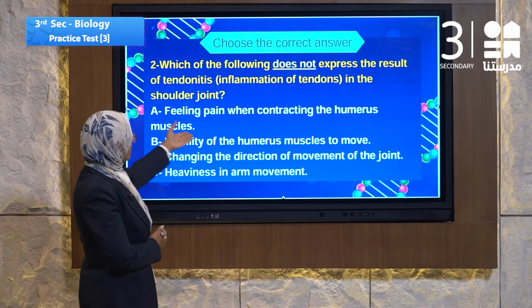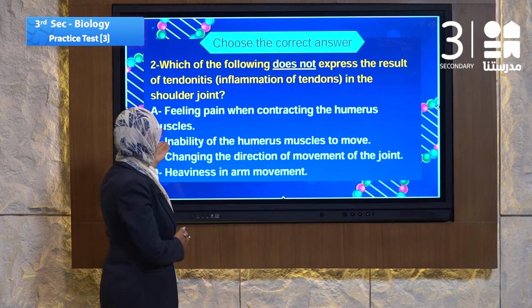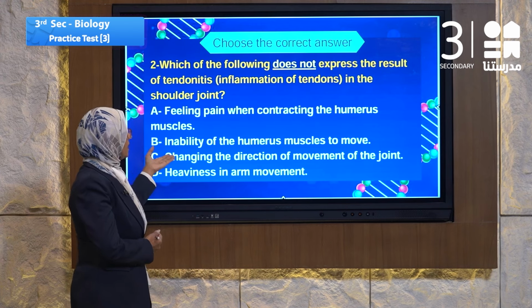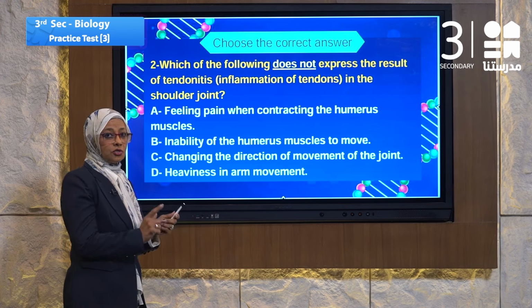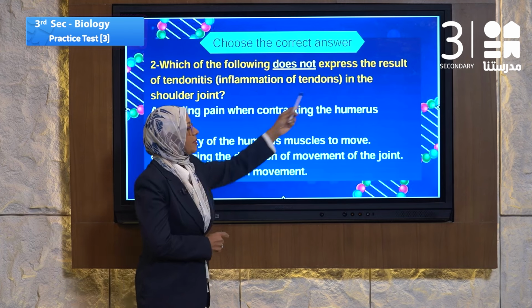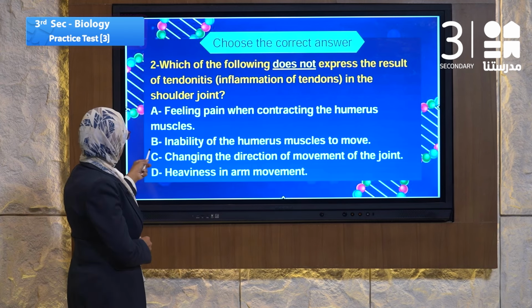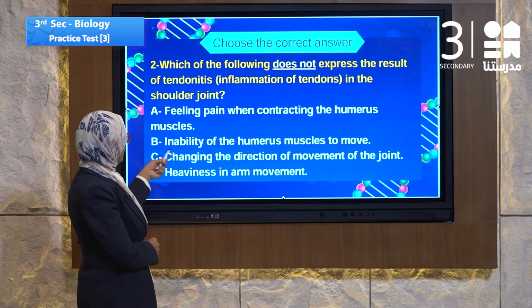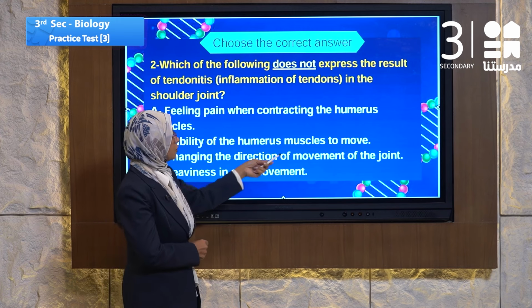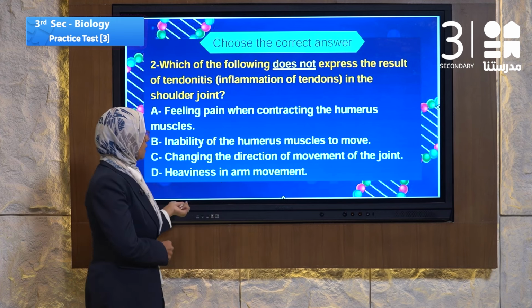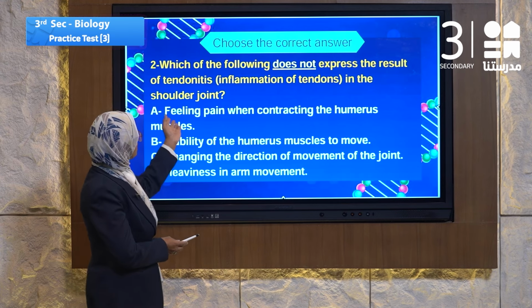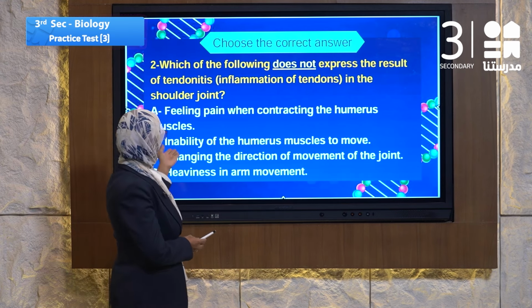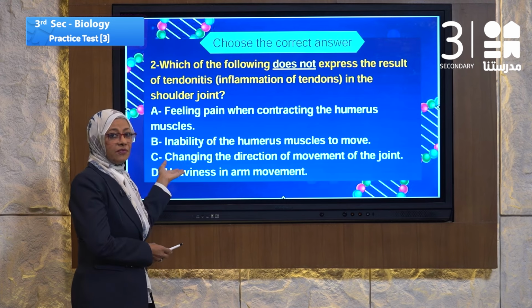Number A, feeling pain with contracting the humerus muscles. Feeling pain will be caused. We search for what does not express it. Number B, inability of the humerus muscles to move. Yes, the ability to move is for the tendons. Inability is a symptom of this.